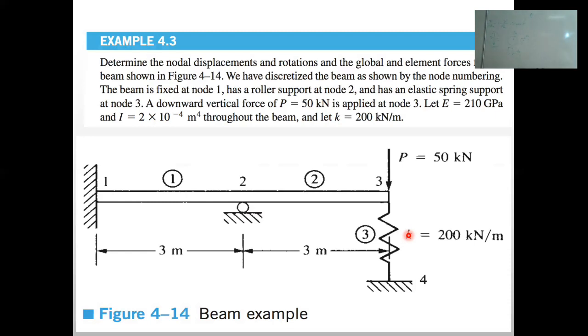Let's see. How many degrees of freedom at node 1? It is part of the beam, and we know the beam has 2 degrees of freedom. At node 2, it is also part of the beam, 2 degrees of freedom, so you have 4. At node 3, it is part of the spring and part of the beam. Which one has more? The beam, 2. Node 4 is the spring, and in the spring there is only 1.